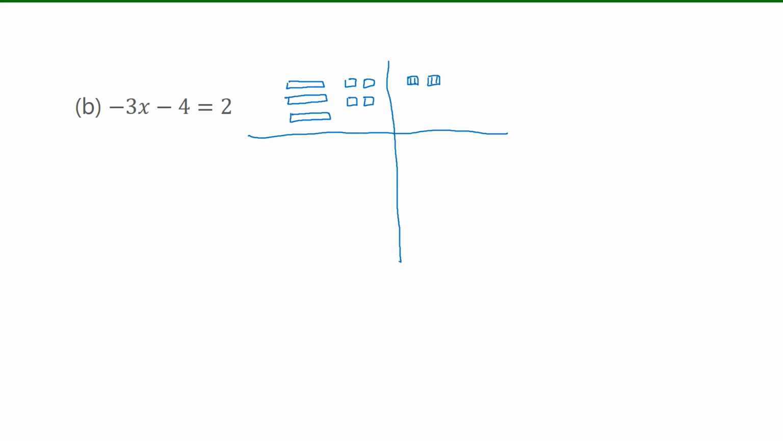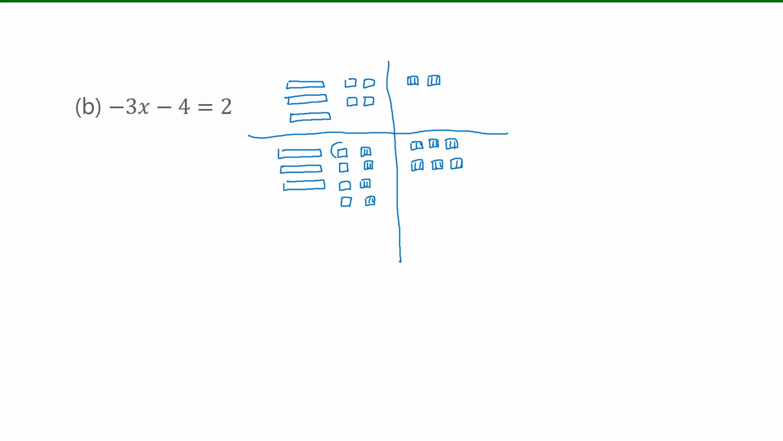So instead, what I'm going to do is add 4 positive unit tiles. When I do that, I'm going to end up creating some 0 pairs. So here's my 3 negative x's and my 4 negative unit tiles. So now I'm going to add 4 positive unit tiles to the left, now I also need to add 4 positive unit tiles on the right as well.